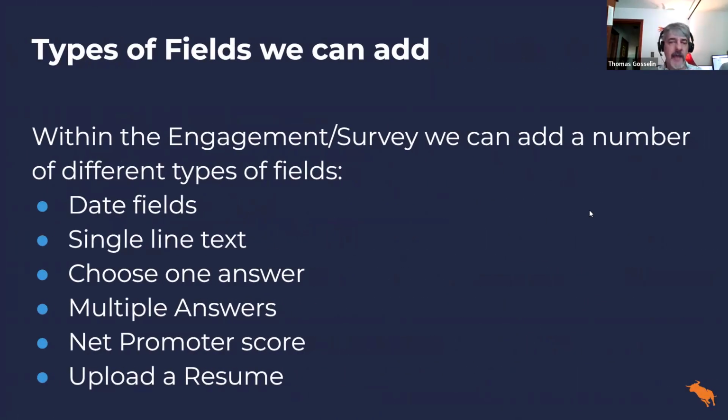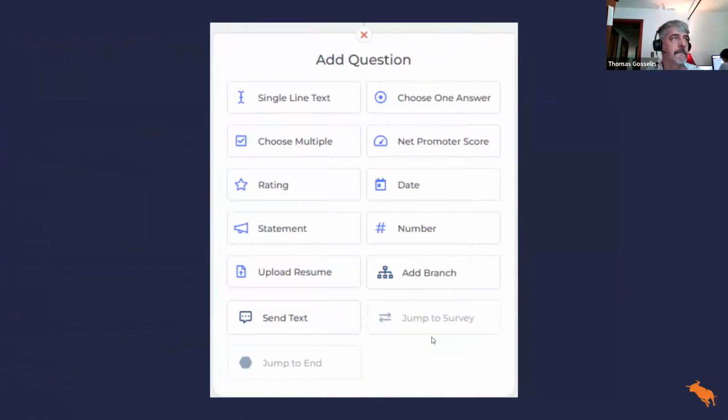So when building an engagement, we have a number of fields we can add in. These go from date fields, single line text, if you want to give your candidate a personalized message. We can do choose a single answer, which is usually a yes, no answer. We use this a lot with knockouts. Multiple answers, net promoter scores, having the candidate upload a resume, and other fields we can add into the engagement. So here is where we add these different types of fields.